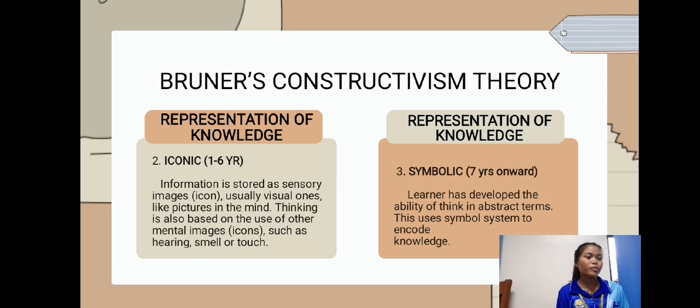And next is symbolic, or 7 years onward. The learner has developed the ability to think in abstract terms. This uses a symbol system or encoded knowledge. So here naman sa symbolic, pang 7 years old, ma-develop ang kanilang ability to think kapag mayroon kang mga ipakitang mga abstract na symbols, ng mga symbol system para sa knowledge nila.